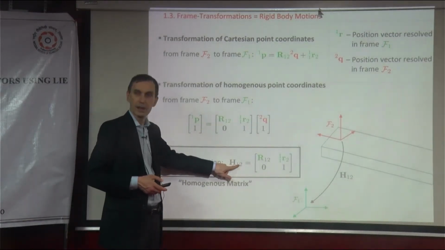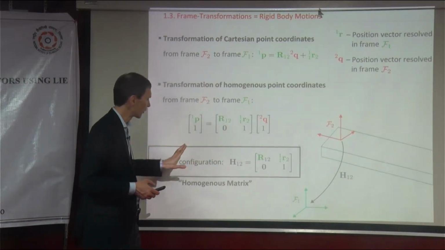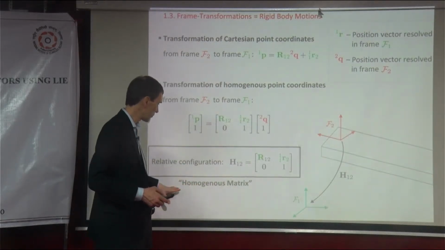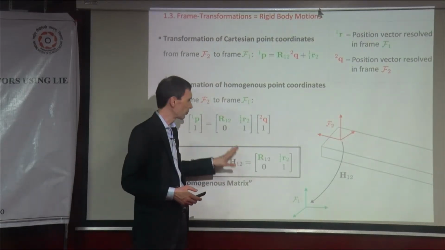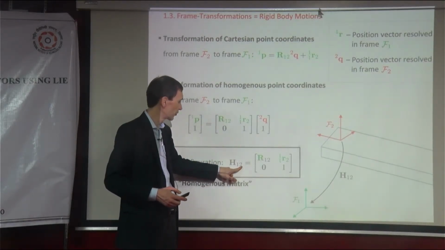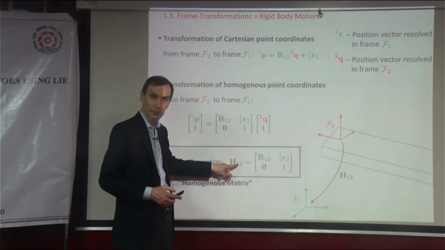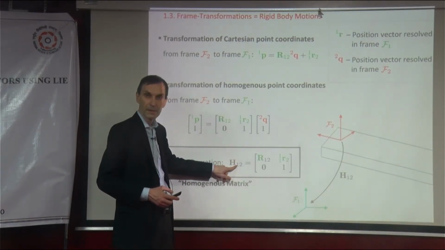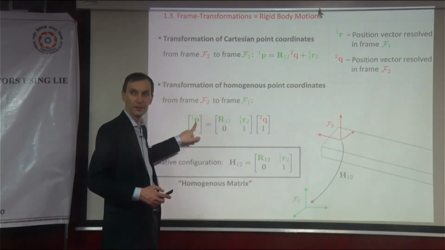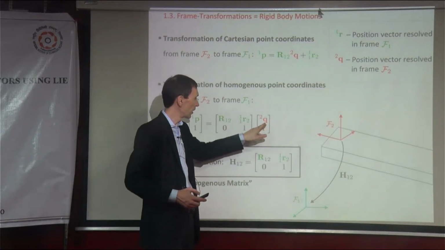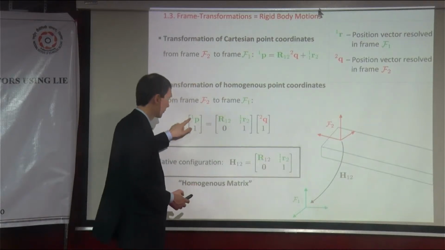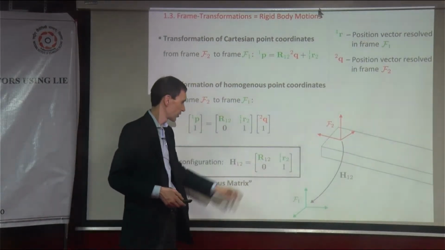So H12 is the homogeneous, the 4x4 transformation matrix. They call it homogeneous matrices. It transforms the point coordinate of a point expressed or measured from the 2 frame to the coordinate of the same point measured in the 1 frame. Right? This is important, because these are different vectors, not just rotated vectors. They are always the position vector of a point measured from the 2 frame or measured from the 1 frame. So this is the meaning of that homogeneous transformation matrix.